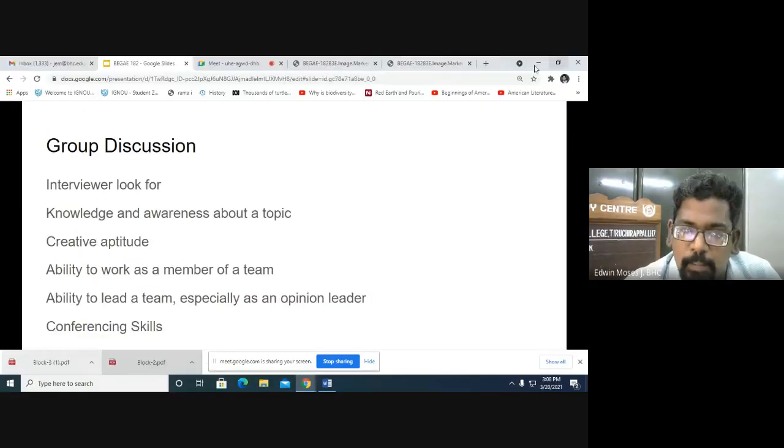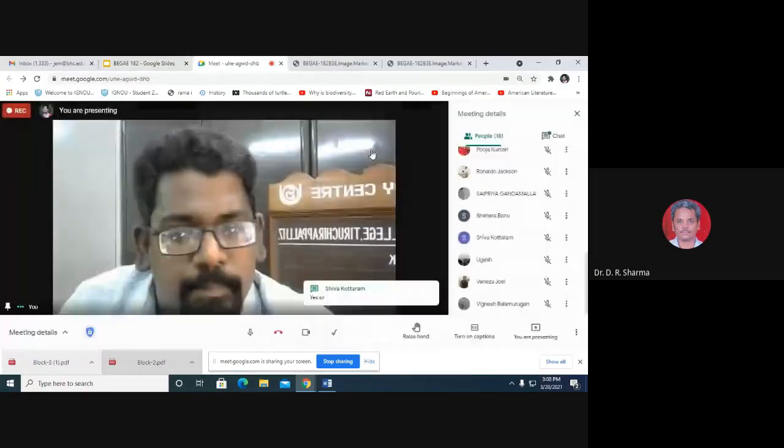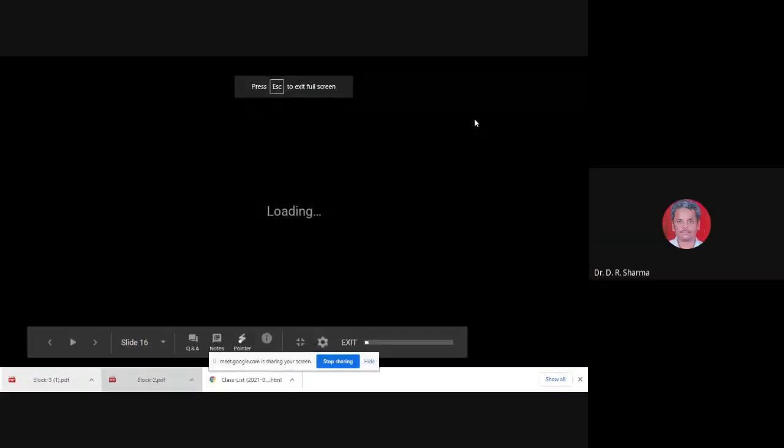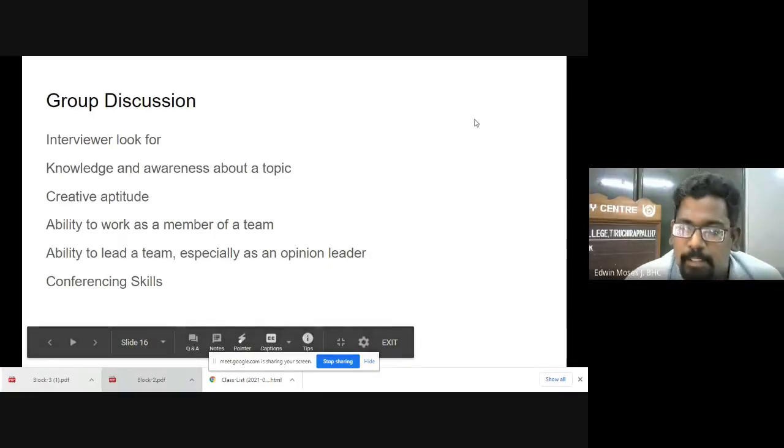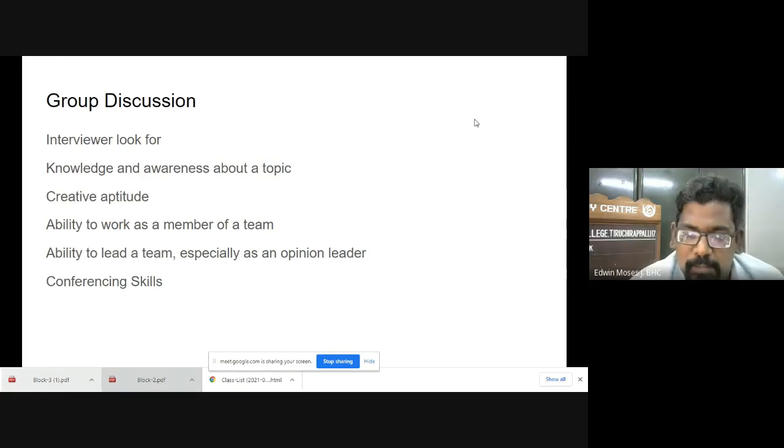Group discussion. Next, we are going on to group discussion. GD is part of any recruitment process. Most of the companies select candidates using a group discussion. It tests what it can do in order to select a candidate, how it is useful, how employers use this as a tool to select candidates for any organization, and what they look for.